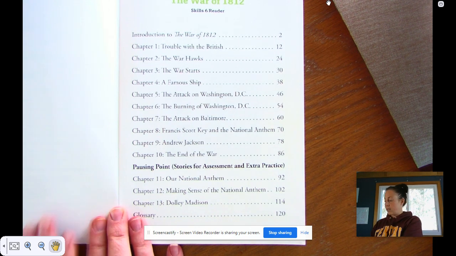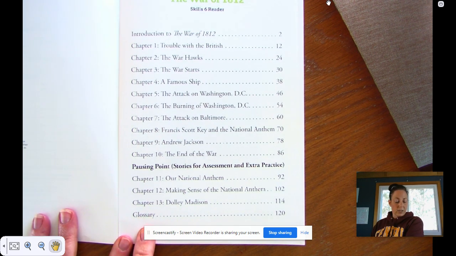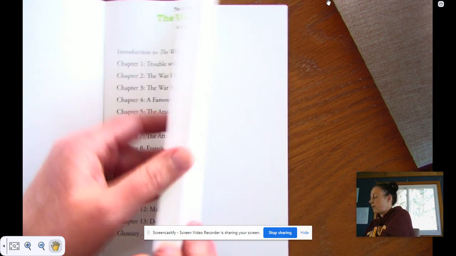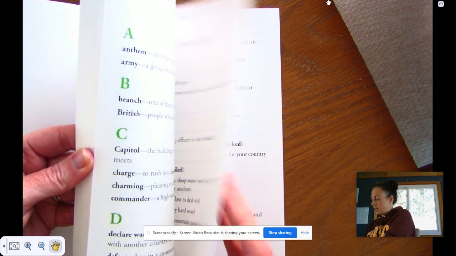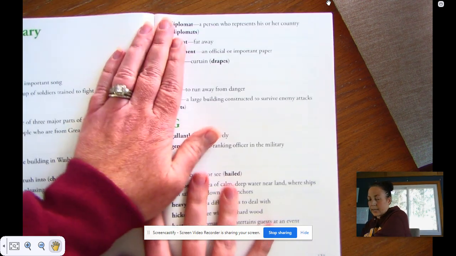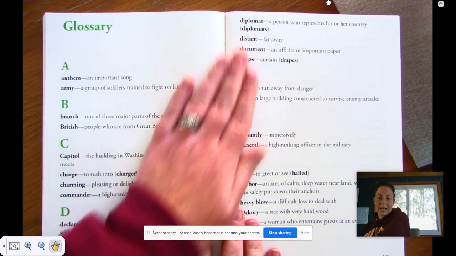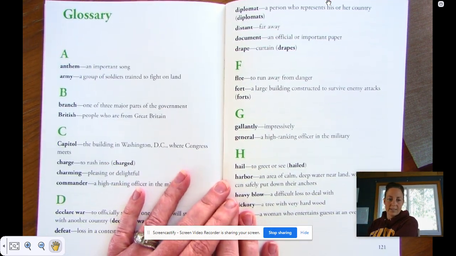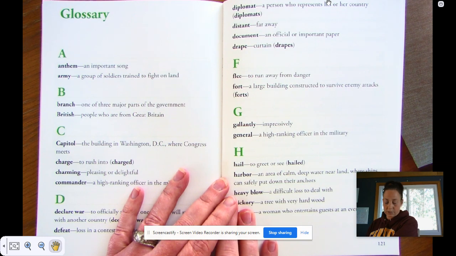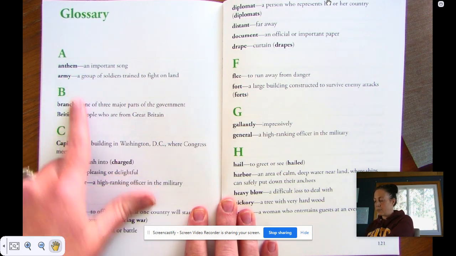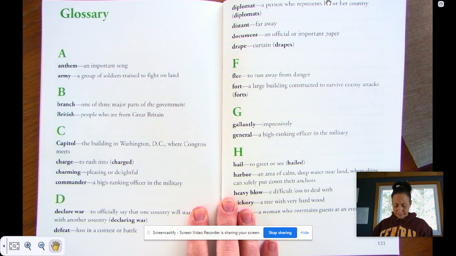I mentioned the glossary down here, and the glossary shows up at the end of the book. So I'm just going to flip to that real quick. Unfortunately, I wasn't able to give you all a copy of this book, but you do have it online. And if you scroll all the way to the back, you're going to find this glossary. Okay. So you see anthem and army, branch.